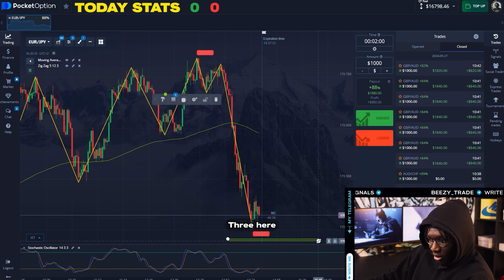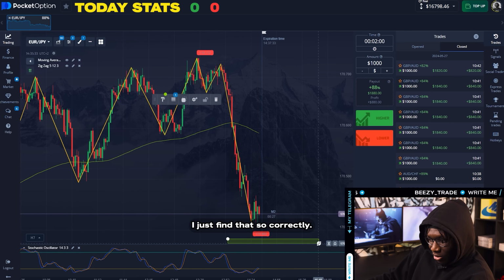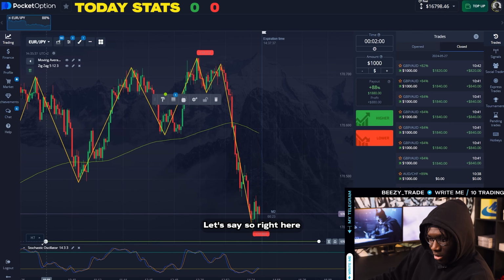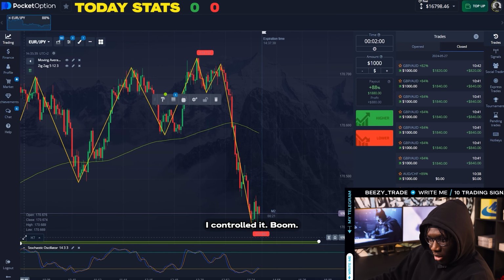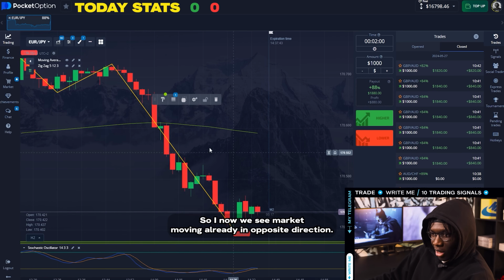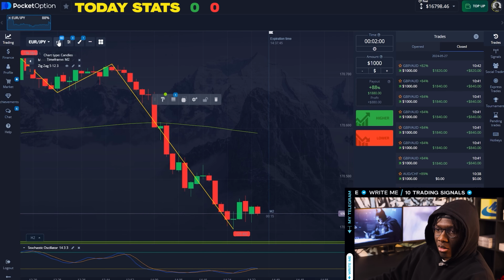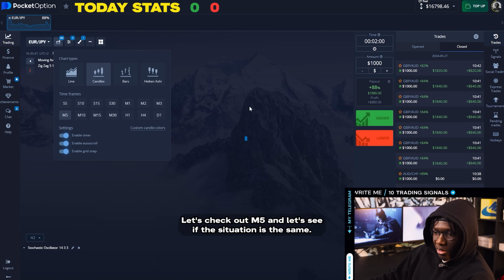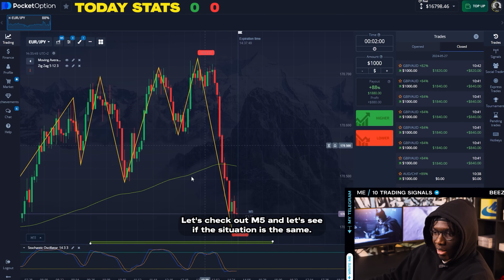right here. Just find that zone correctly. Boom, that's it. So right here, gonna draw that. Boom. So right now we're seeing the market moving already in the opposite direction. Let's check out M5 and let's see if the situation is the same.